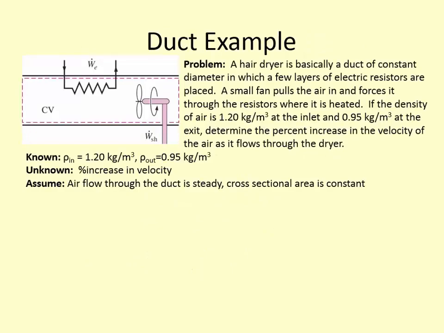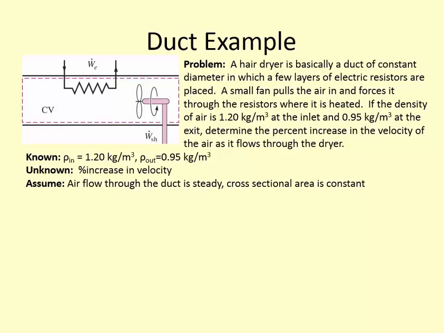So let's look at another example. In this case, we have a duct, and we're going to have some air flowing through it. This is a simplified version of a problem that comes later where we actually start looking at the work interactions. But in this case, a hairdryer is basically a duct of constant diameter in which a few layers of electric resistors are placed. A small fan pulls the air in and forces it through the resistors where it is heated.